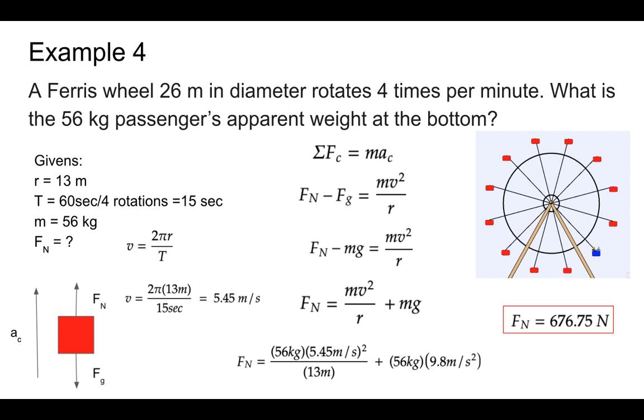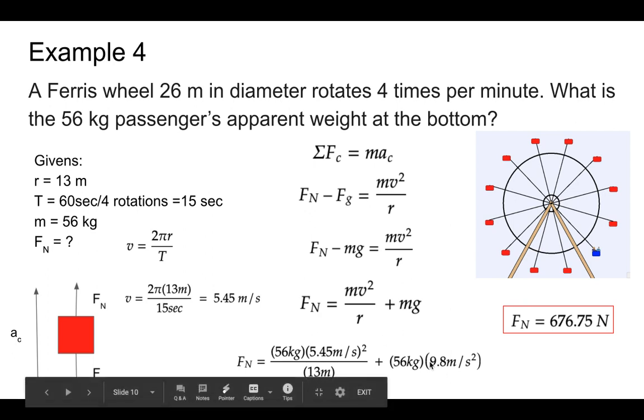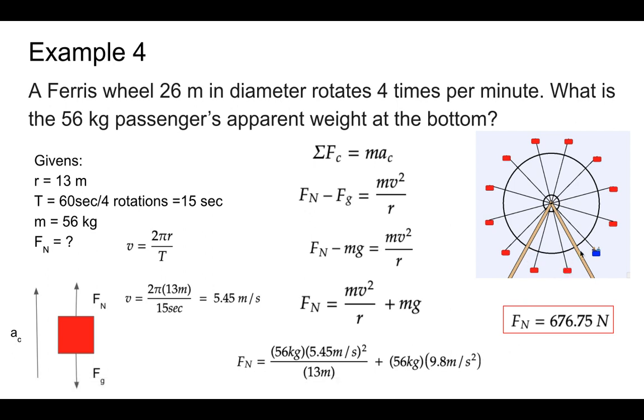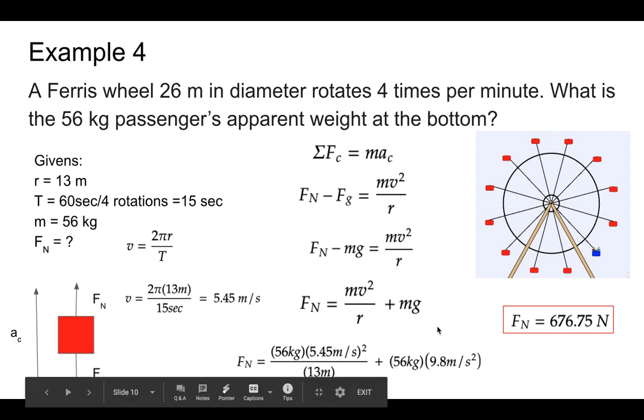This will be heavier than what she normally feels. You can see that from this equation right here. This term is what she normally feels when there's no centripetal acceleration, because if there was no acceleration, normal force would be equal to the force of gravity. But since we have that centripetal acceleration, we have an additional weighty feeling. So this adds to that. She feels heavier at the very bottom of the Ferris wheel.